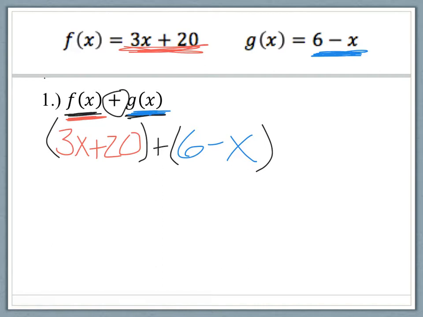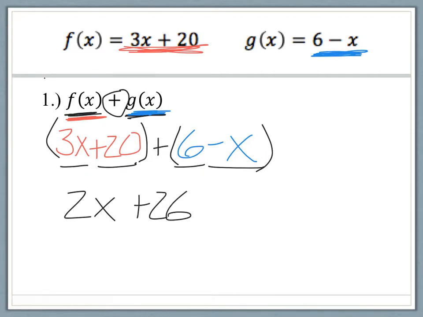Now we're just going to do what it tells us to do, which is add. So we're going to combine like terms. I have 3x plus negative x, which is 2x. Then I have 20 plus 6, which is 26. And that is my final answer.